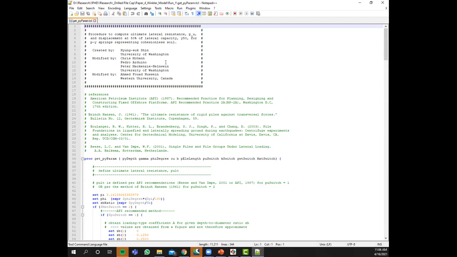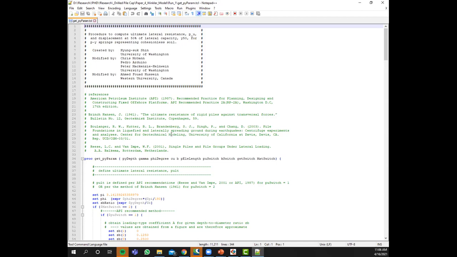And for the like API, Bench Hansen, or different researchers have conducted a lot of research related to the PY curve. But if you are using software and you decided to choose the PY curve, what is liquefiable? So what is happening in this category?